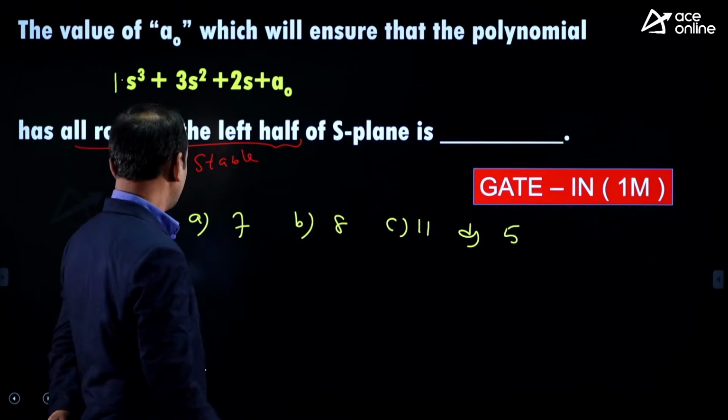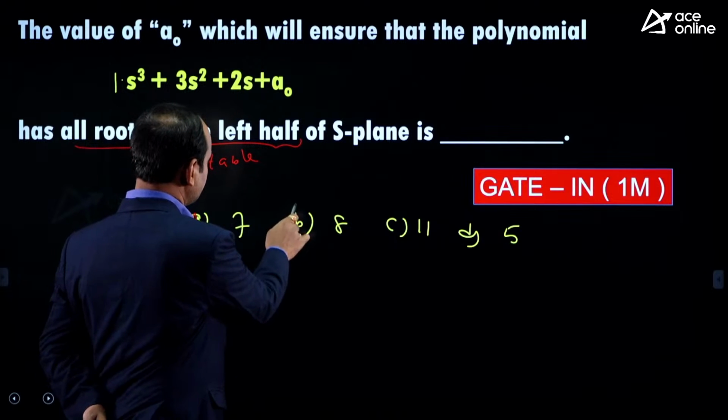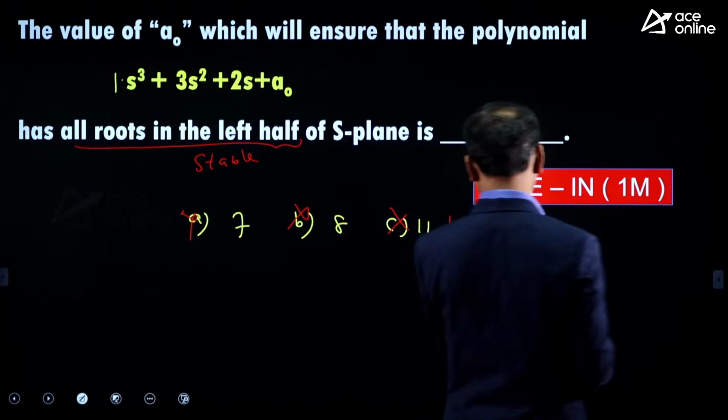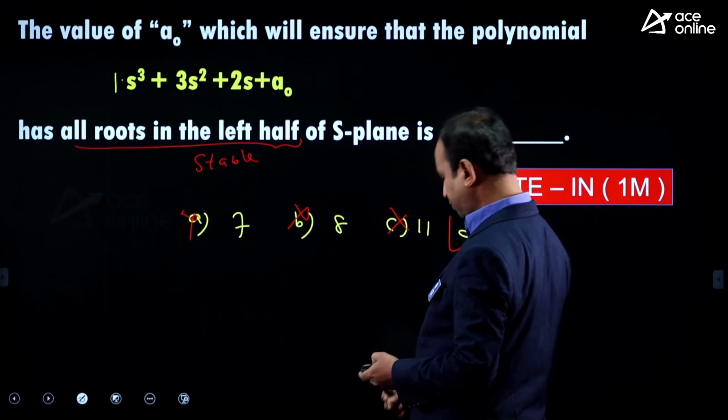0 to 6. Greater than 6 is a wrong option. Only one option, D, is the perfect answer. D is the perfect answer.